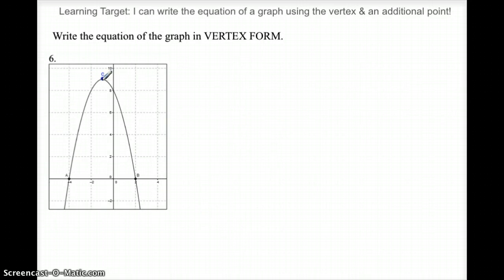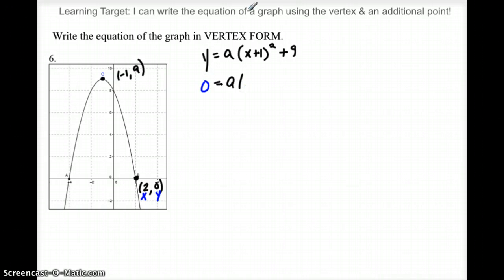Okay, so that's my vertex. Now notice I'm counting by 2's. So the vertex is actually -1, 9. And I think I'm going to use this as my extra point. Make sure you write it correctly. It's 2, 0, not 0, 2. Okay, so if that's my vertex, that means the group must have been x plus 1 squared with a +9 at the end. And these are my extra points that I can plug in for x and y to know what a equals. So let's see.